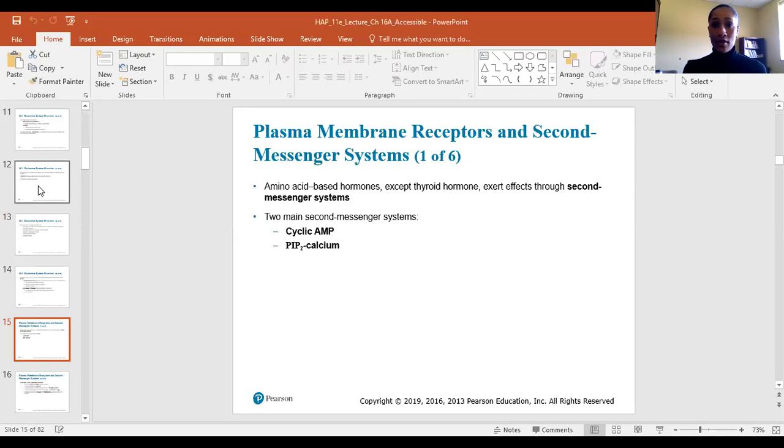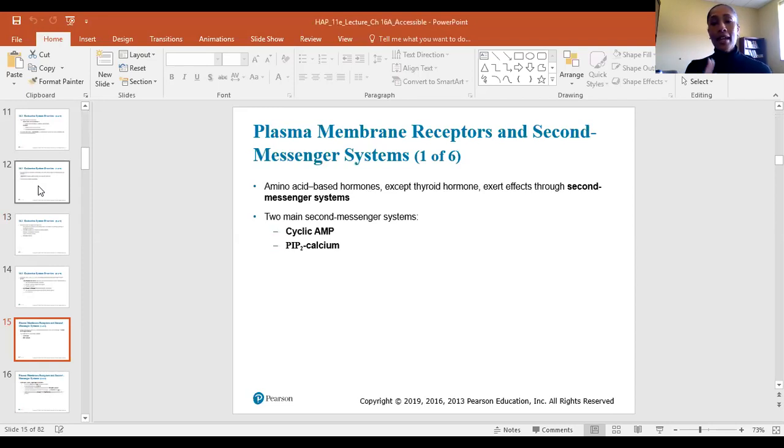Those hydrophobic tails make up the plasma membrane. So if you are an amino acid-based hormone, a water-based hormone, you are not going to be able to readily cross the cell membrane and get into the cell to cause a response. So what you're going to do is communicate through what we call a second messenger system.